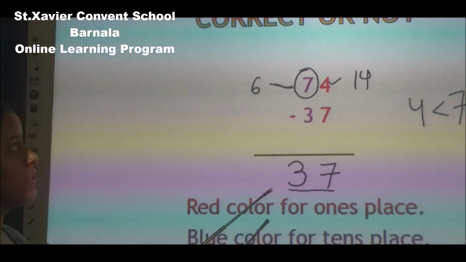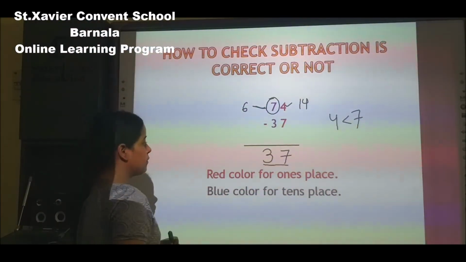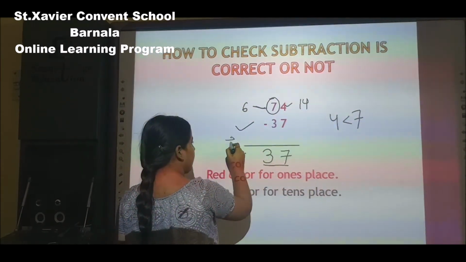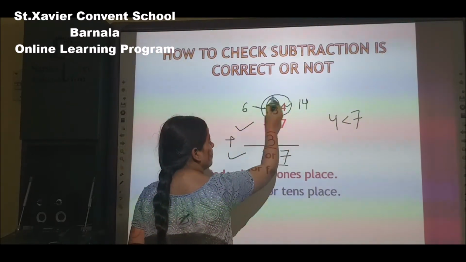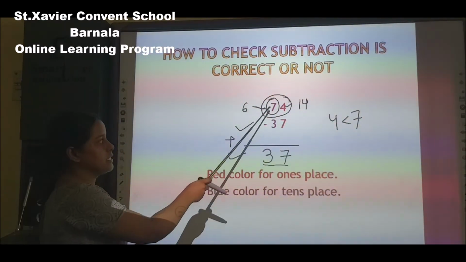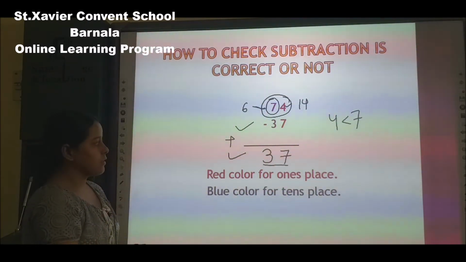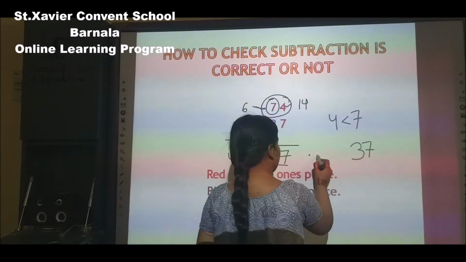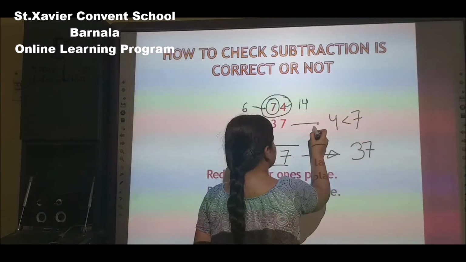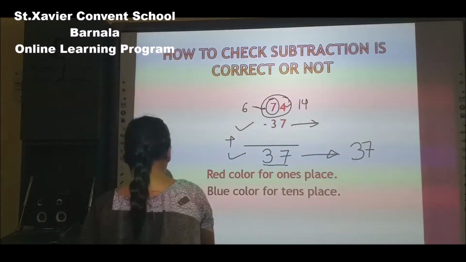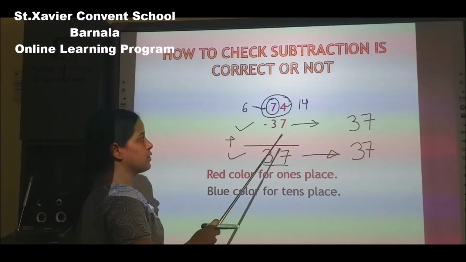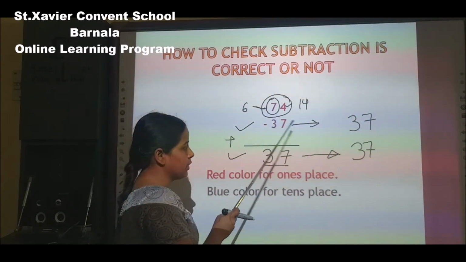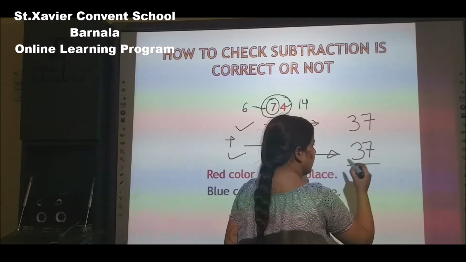Now how do we check whether the subtraction is correct or not? We add our result to this number. After adding both numbers we get this number. If we get this number, then our subtraction is correct. For checking, we add these both 37, our answer and the subtracted number, 37 and 37.